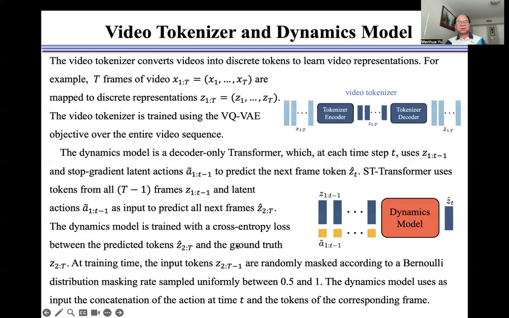The dynamics model is trained with cross-entropy loss between the predicted tokens and the ground truth. At training time, the input tokens z2 to zT-1 are randomly masked according to a Bernoulli distribution, with the mask rate sampled uniformly between 0.5 and 1. The dynamics model uses as input the concatenation of the action at time t and the tokens of the corresponding frame.